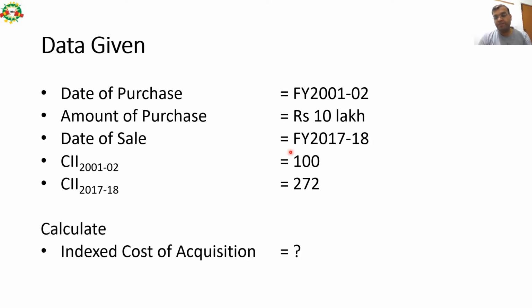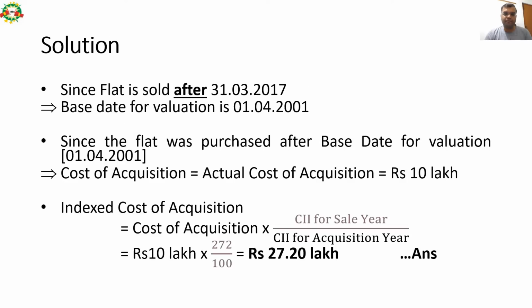Date of sale is given, financial year 2017-18, that is after 1st April 2017. Cost index for 2001-02 is given as 100, and cost index for 2017-18 is given as 272, and indexed cost of acquisition we have to calculate. Since the flat was sold after 31st March 2017, so first step, what is the base date?